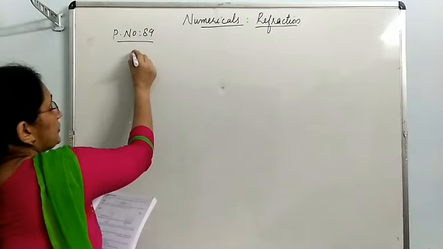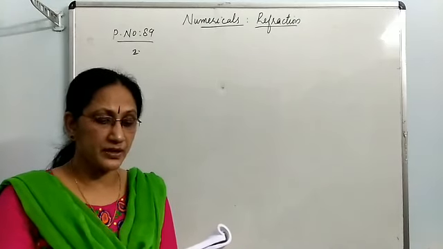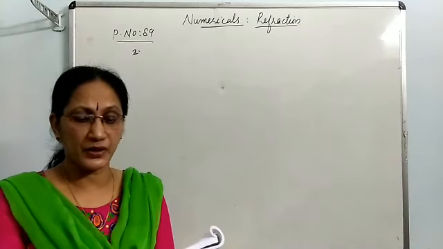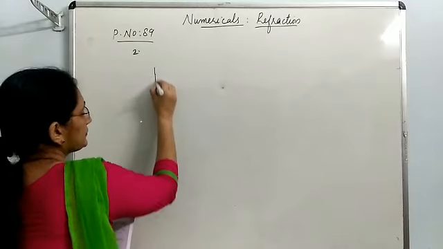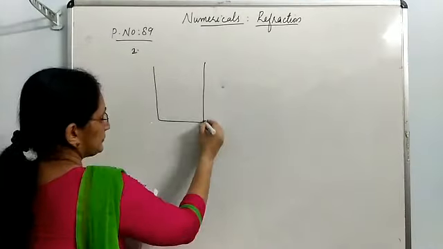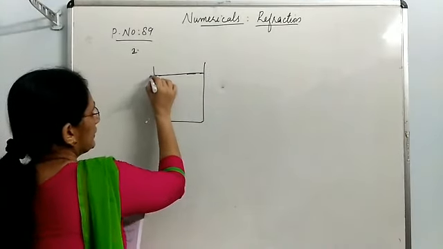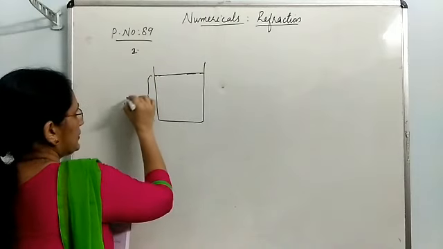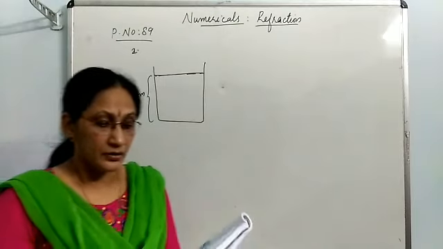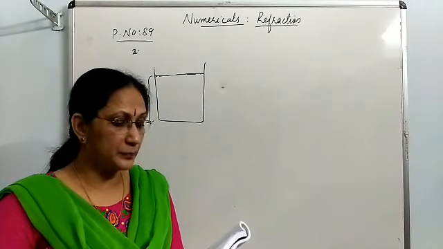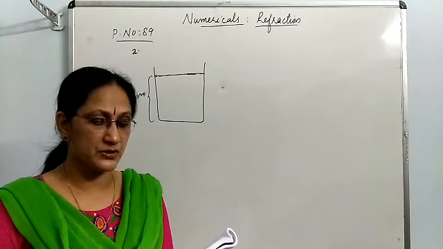Next question. Question number 2. A coin is placed at the bottom of a beaker filled with water up to a height of 30 centimeter. Means in a beaker, water is taken. This is the water level. Height of water is 30 centimeter. Calculate the apparent depth of the coin and apparent shift in the position of the coin.